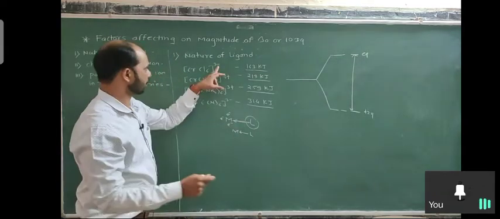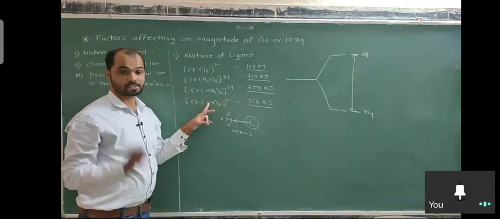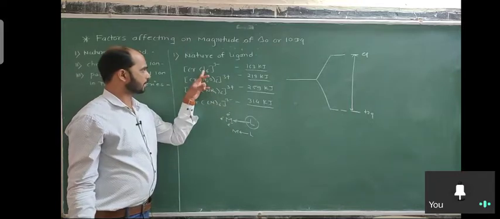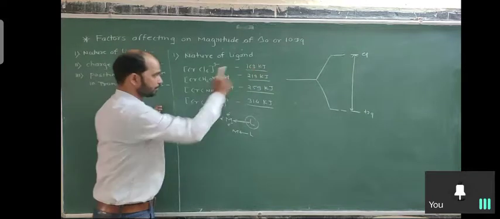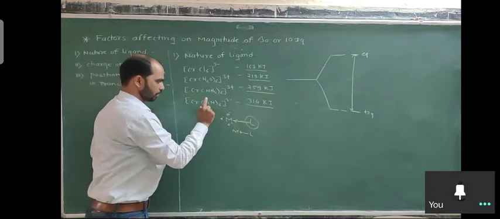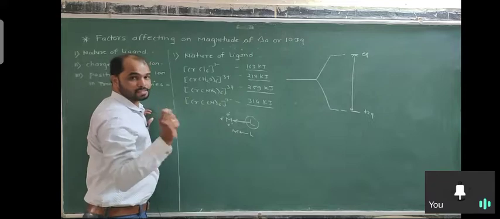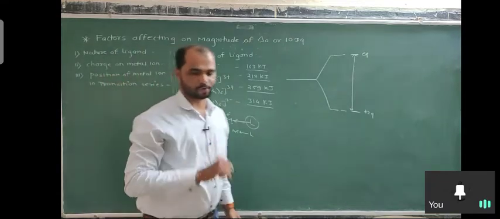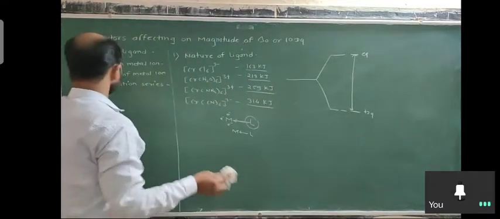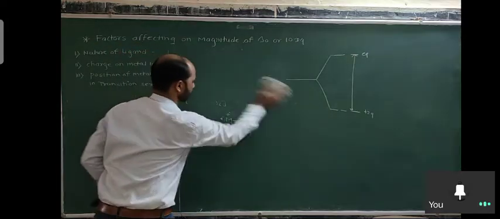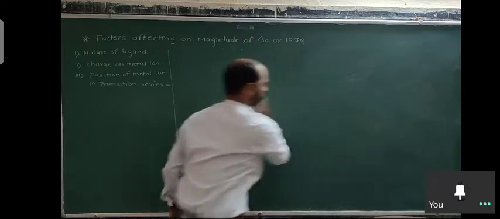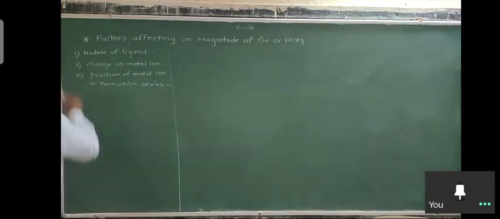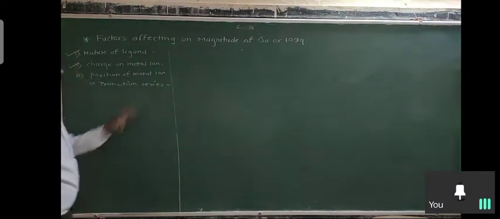So Cl⁻ as compared to CN⁻, CN⁻ is a stronger ligand, Cl⁻ is a weaker ligand. So that's why the 10 Dq value of Cl⁻ is lower as compared to CN⁻, because CN⁻ is a stronger ligand. It is the first point. Okay. What is the second? The second is the charge on the metal ion.